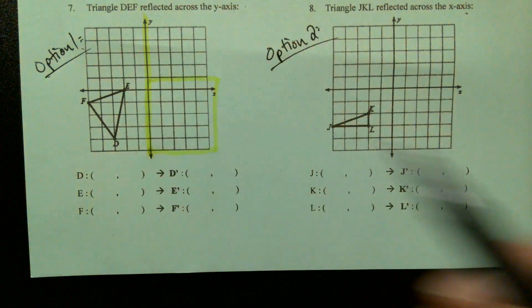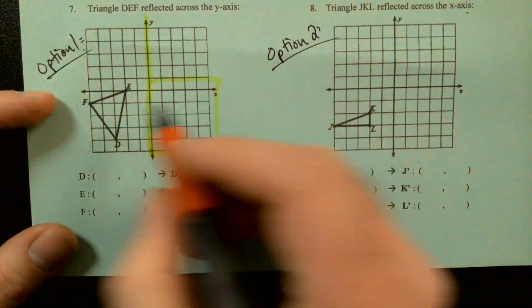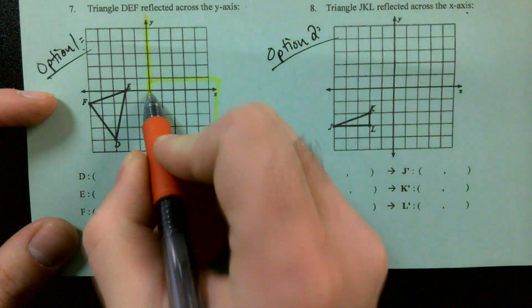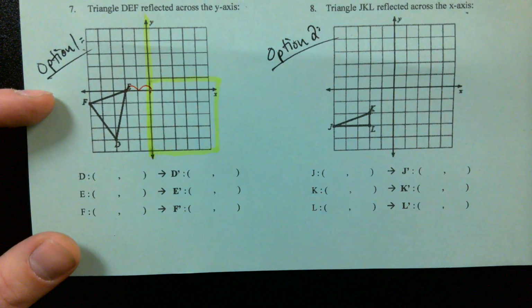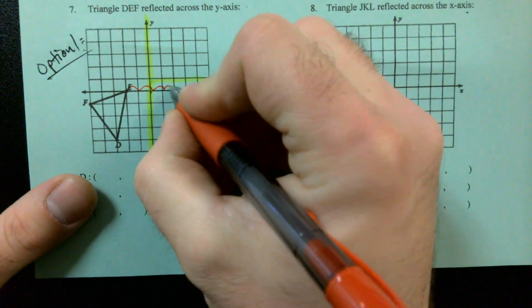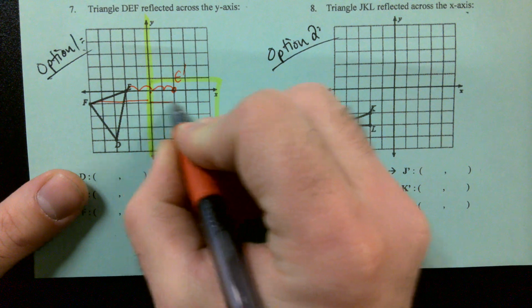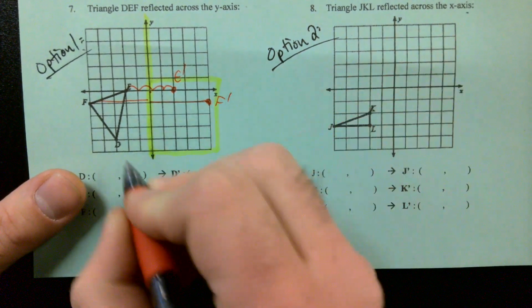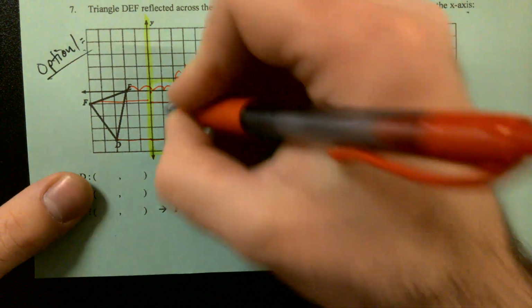Okay. So like we talked about with the graphing, I just count from point to point until I hit that line of reflection, and I count the same number of points past the line of reflection. So E is 2 spaces away. How far away is E prime going to be? 2. F is 5 spaces away. F prime is going to be 5 more. D is 3 spaces away. D prime is going to be 3 more.